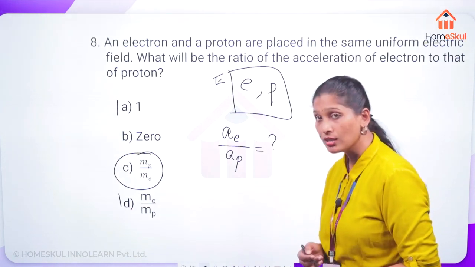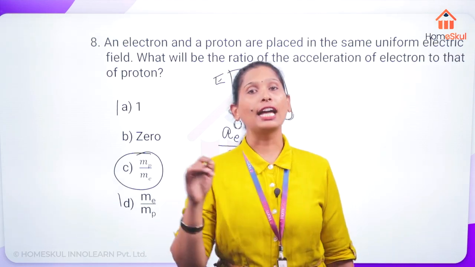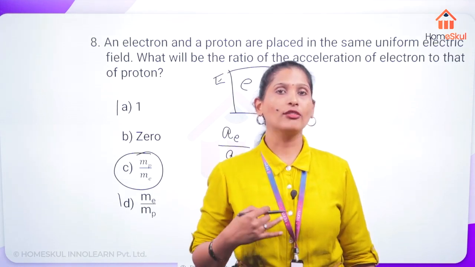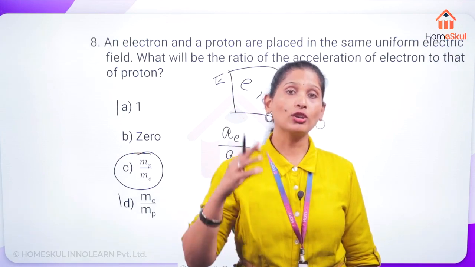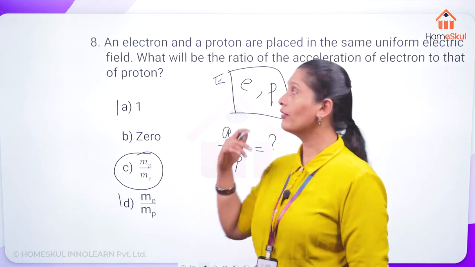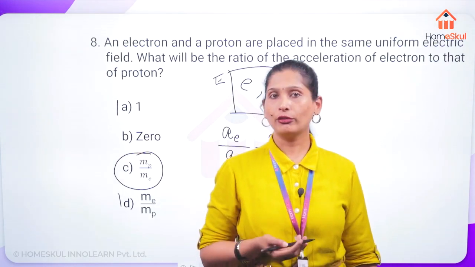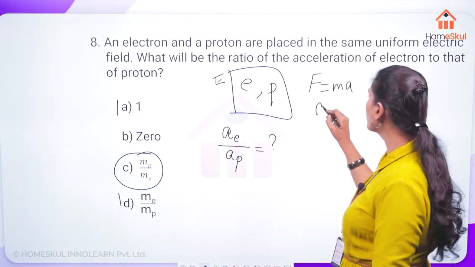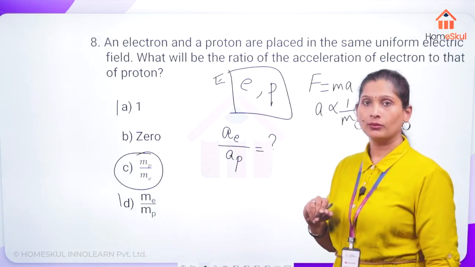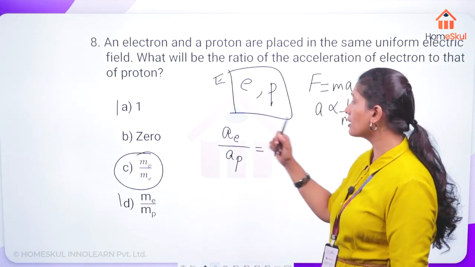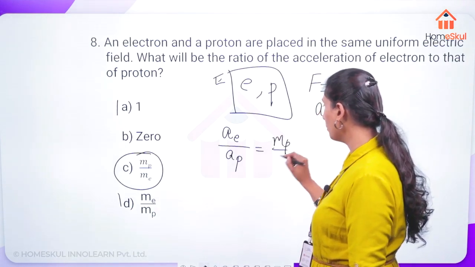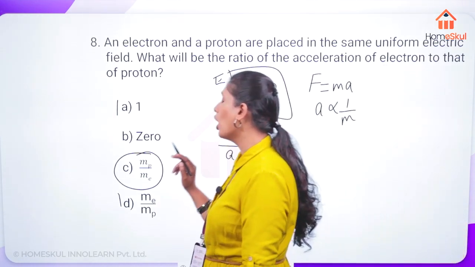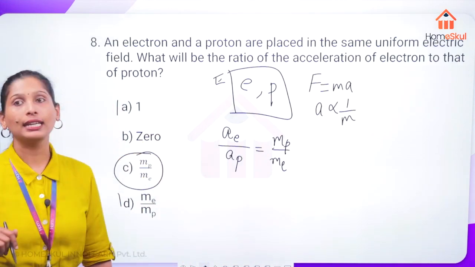Why? Because we know that if there is an electron and a proton, and if they are placed in the same uniform field, then the force exerted on them will be the same, because they are of equal magnitude, right? So, the magnitude of force will remain the same. But since they have different mass, the acceleration on them will be different. And from F is equal to ma, we have acceleration is inversely proportional to m, right? So, if it is AE by AP, then it has to be MP by ME. Is that not so? So, hence I can go for option C here, that is MP by ME.